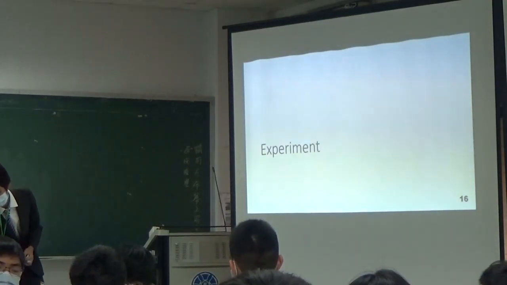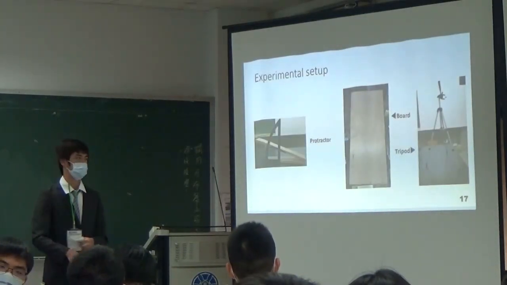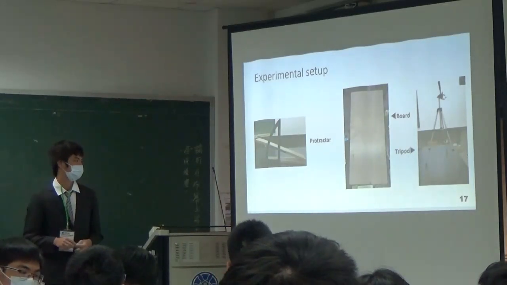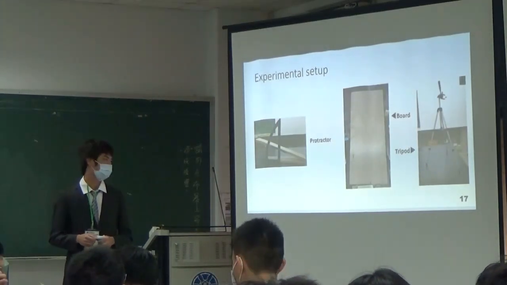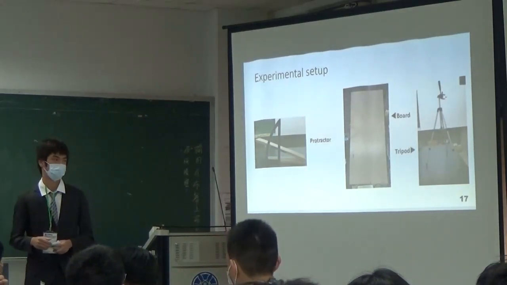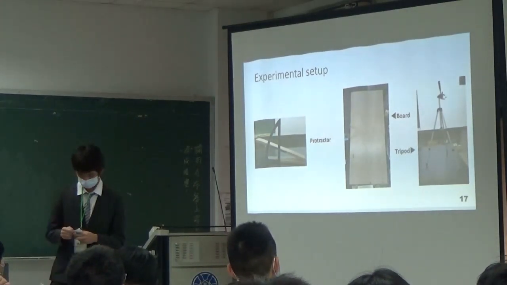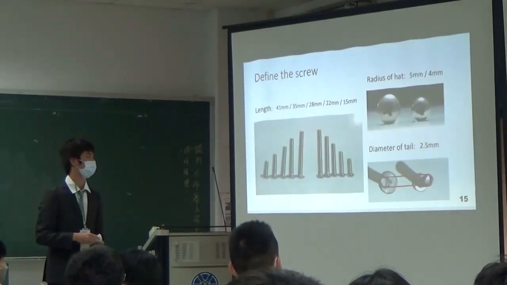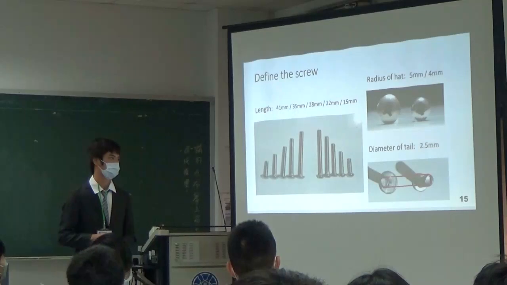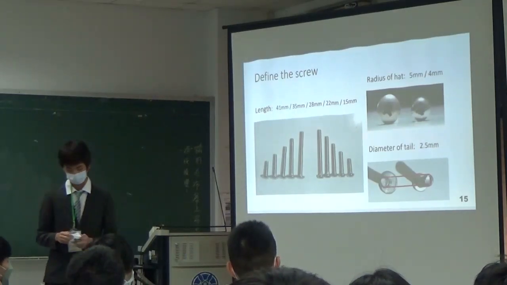And now move on to the experiment part. First is the experiment setup. I use a protractor for adjusting the incline angle, and I put the board on the protractor to create the ramp, and a tripod for recording. And these are the dimensions of the screw I use in the experiments.